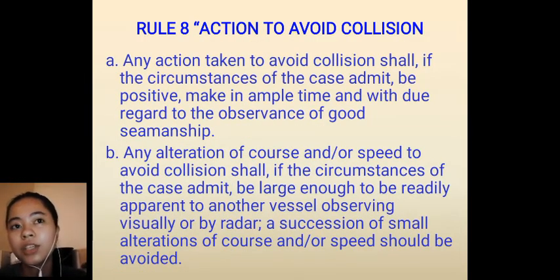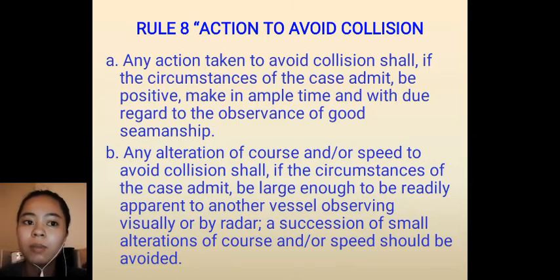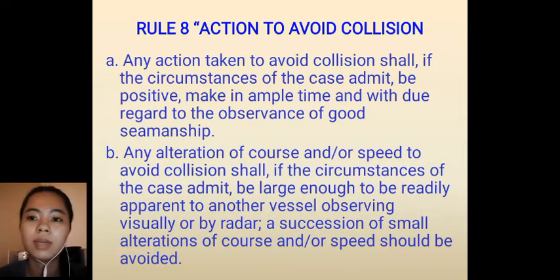Rule 8. Actions to avoid collision. A. Any action taken to avoid collision shall, if the circumstances permit, be positive, made in ample time, and with due regard to the observance of good seamanship. B. Any alteration of course and or speed to avoid collision shall, if the circumstances admit, be large enough to be readily apparent to another vessel observing visually or by radar. A succession of small alterations of course and or speed should be avoided.